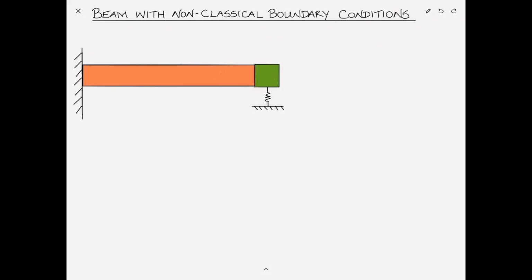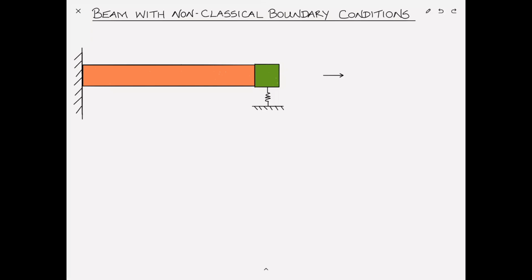Hi everyone. So in this video we're going to tackle a beam problem that has non-classical boundary conditions, also known as mixed boundary conditions. And what we have here is a cantilevered beam that at its tip we have a discrete mass and a spring. Let's give these some coordinates.